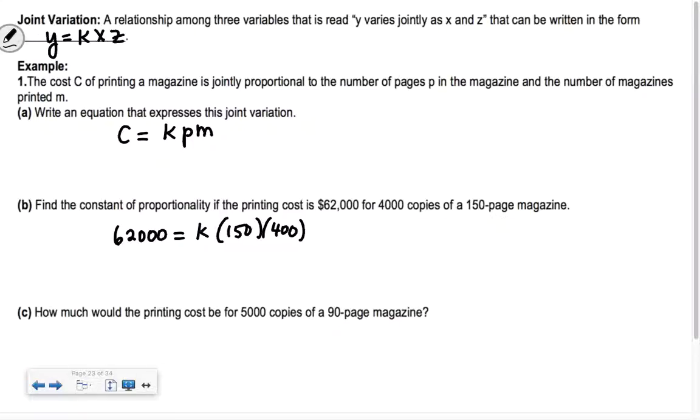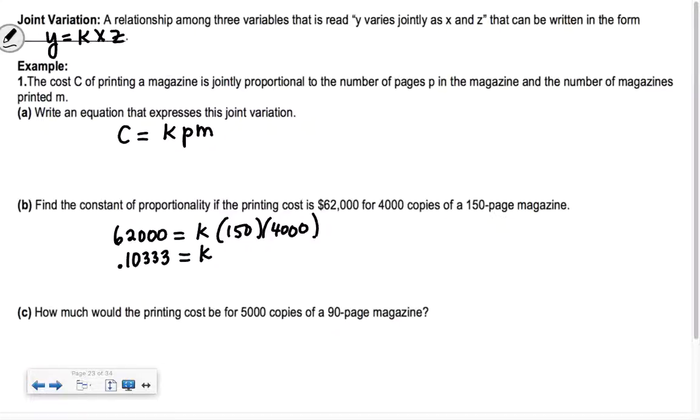So we set it up like that. Oops, 4,000, not 400. So we take our 62,000 and we divide by, I think it's like 600,000, right, when we multiply that? So we get K equals 0.10333 and so on. Okay, let's think about what that is. Any ideas on what that is? Kyle got it. Yeah, the cost per page. It's 10 cents to print each page.